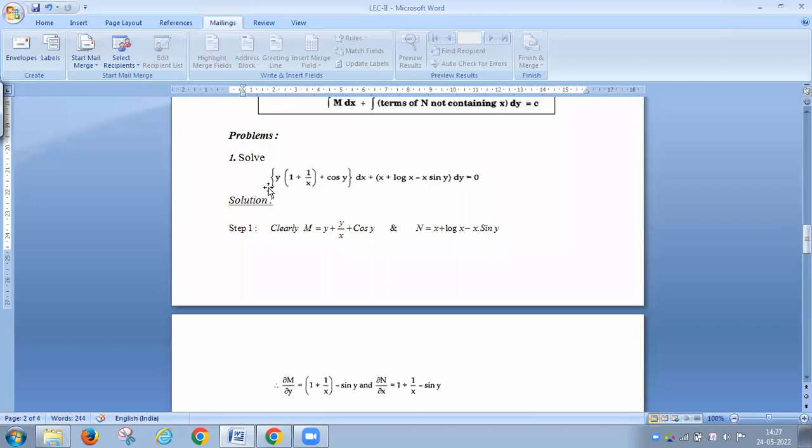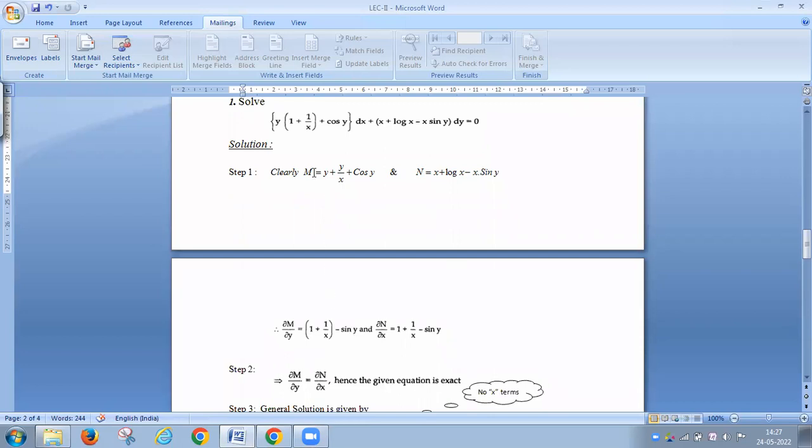What is M? M is this one, y(1 + 1/x), that is y + y/x + cos y. N is this one, N is x + log x − x sin y. So first we have identified the M value and then the N value. Next we have to check whether they are exact or not. Find ∂M/∂y and ∂N/∂x.